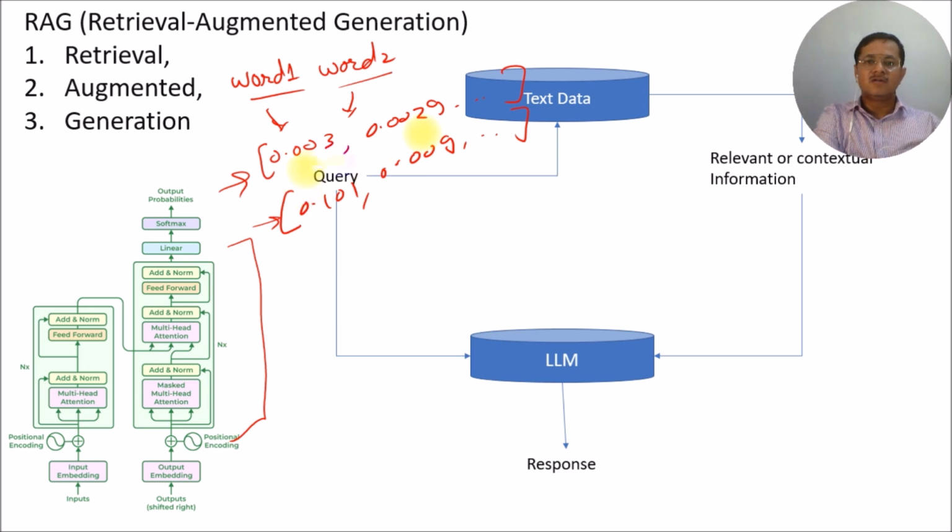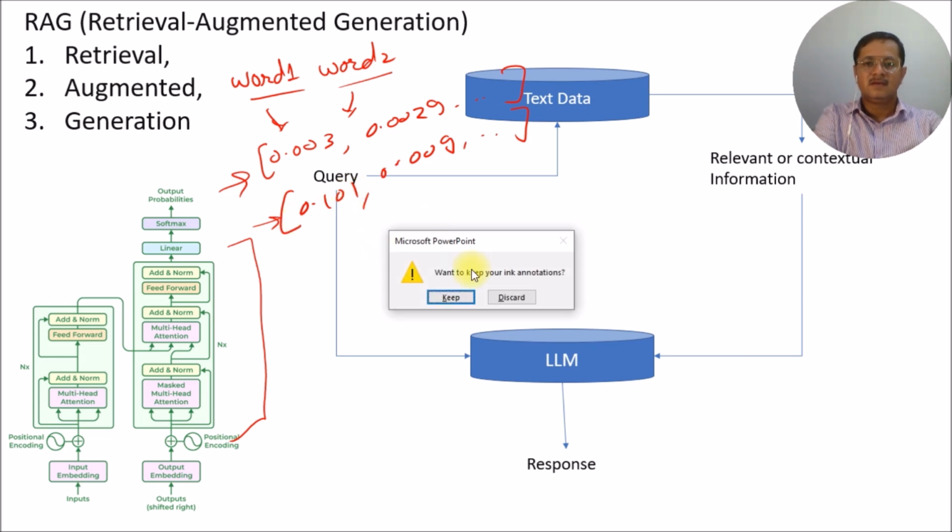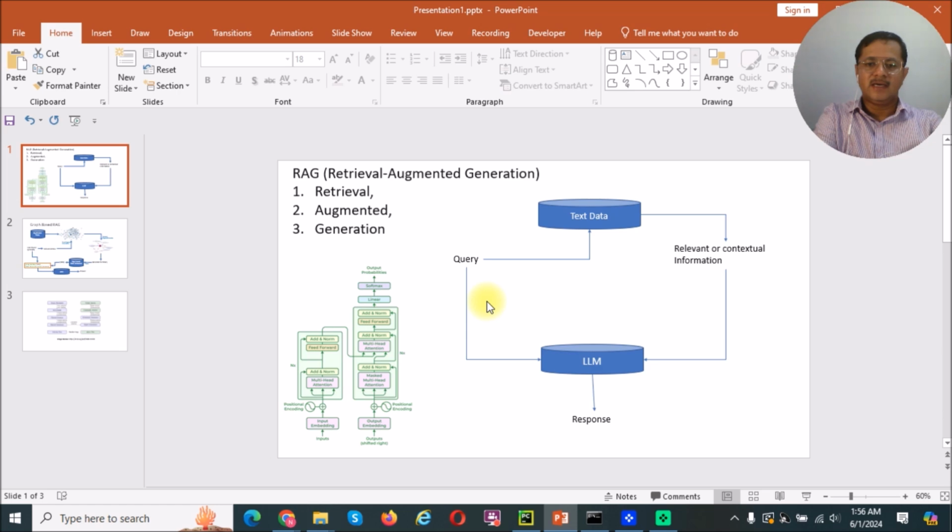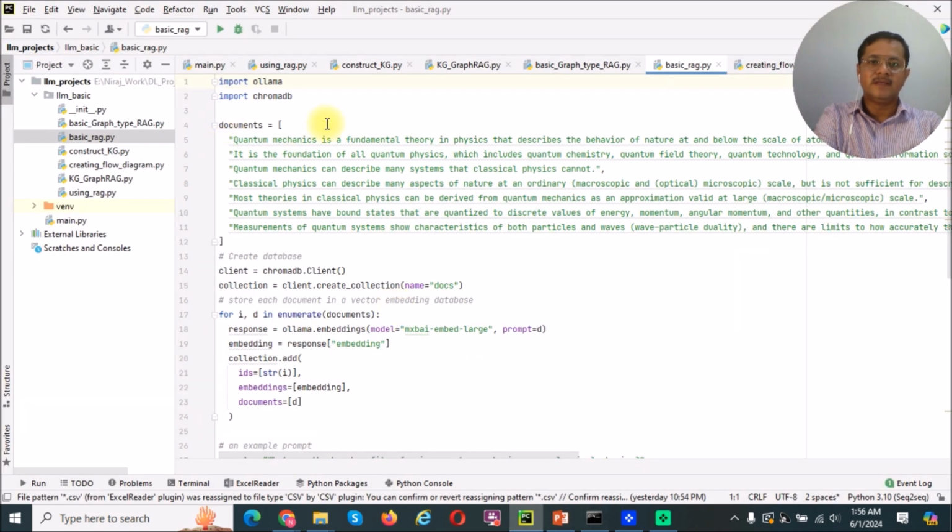To store and query such vectors, we generally need a vector database. ChromaDB is a vector database. We can easily install it by using pip install chromadb.